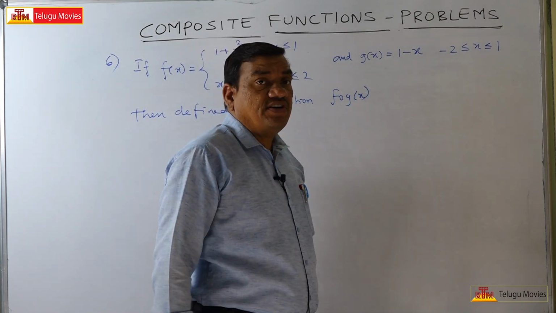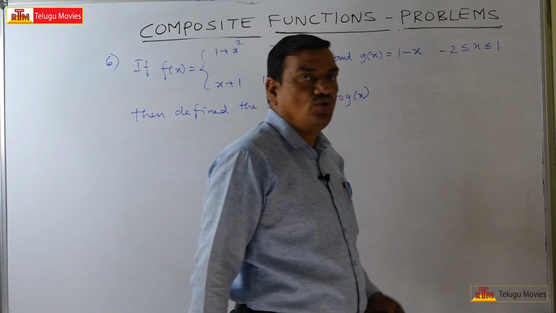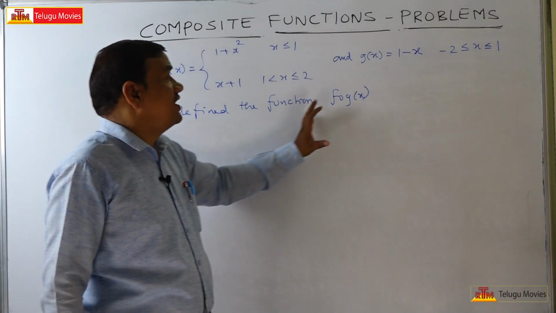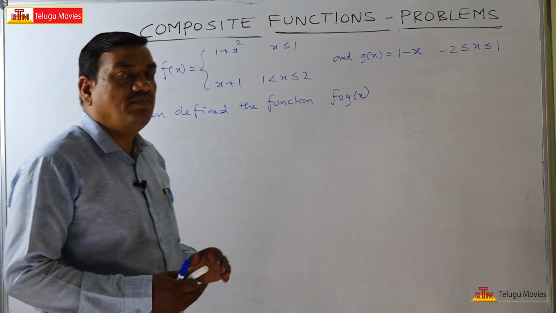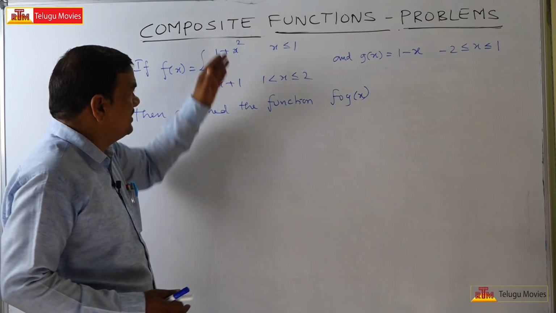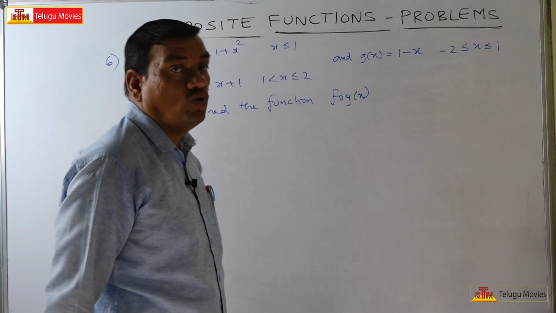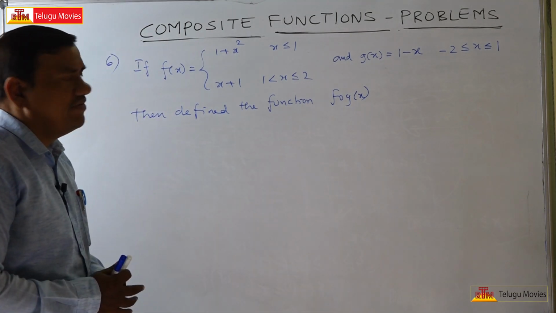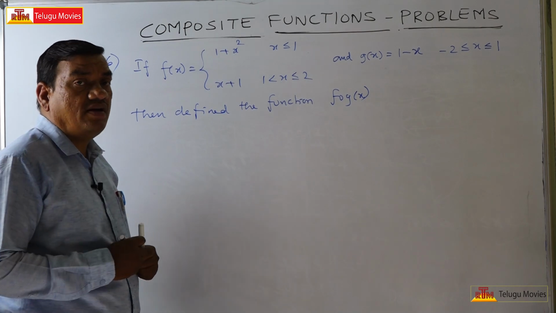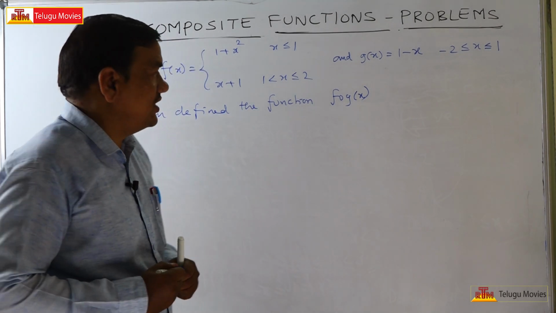Let us take another function g of x, that is 1 minus x, where x lies between minus 2 and 1, including minus 2 and 1. Then define the function f circle g of x. That means, what is the domain of this f circle g of x? We have to find it out. Now, how to find it? This is a very easy problem, but it should be logical.